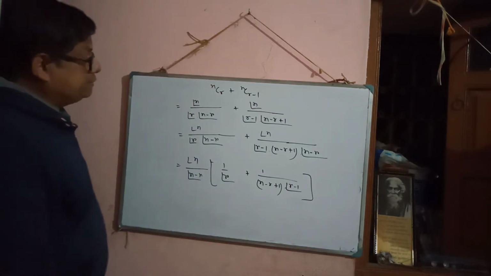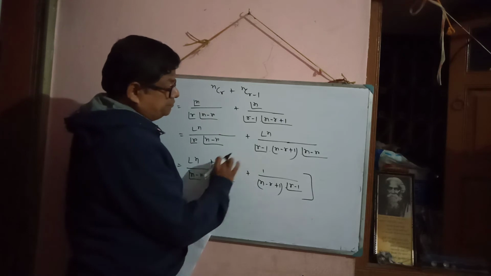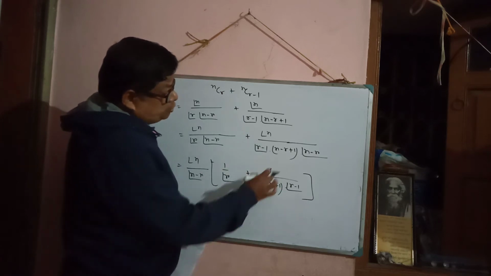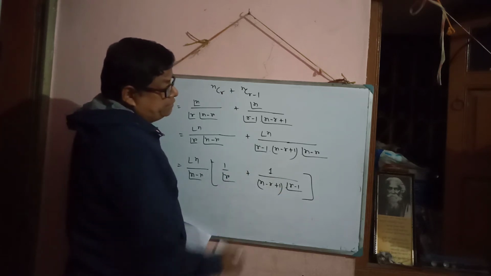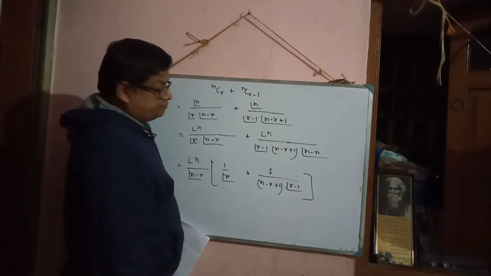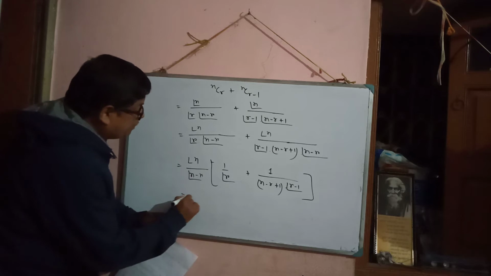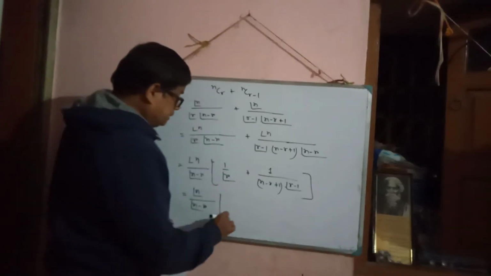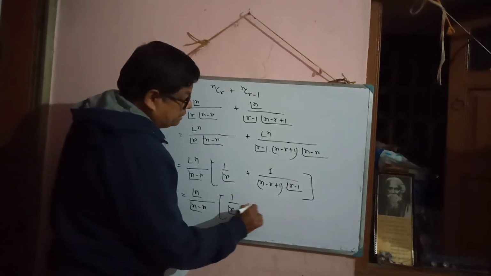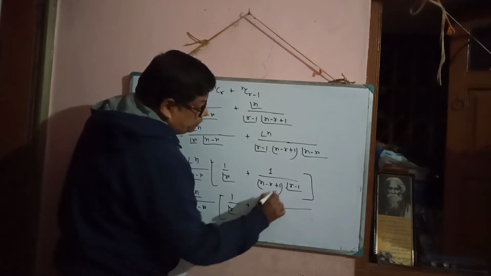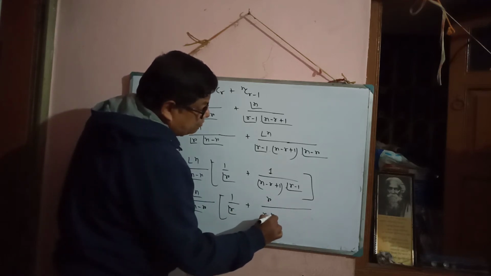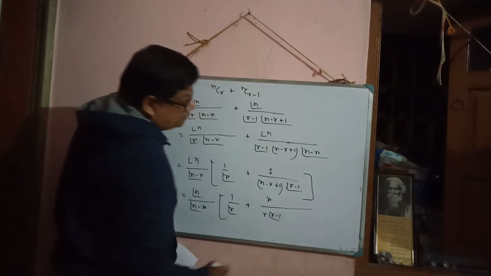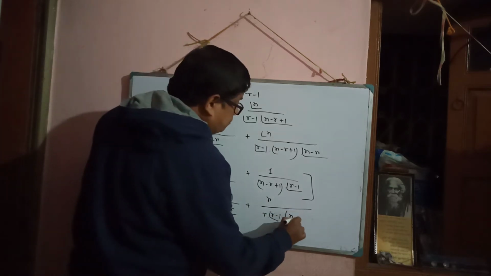Again, here you multiply both numerator and denominator by r. So you can write n factorial by (n minus r) factorial into 1 by r factorial plus r by r into (r minus 1) factorial into (n minus r plus 1).